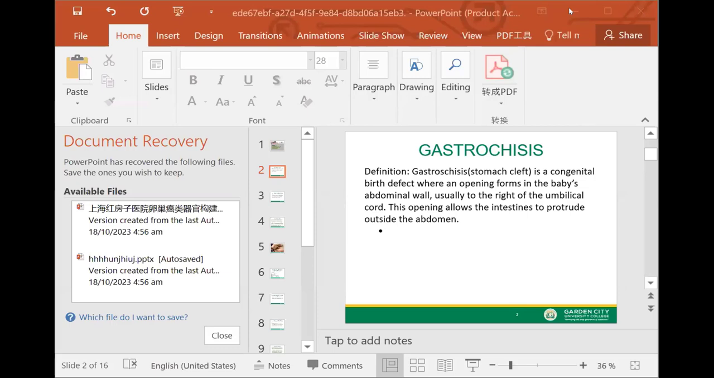Gastroschisis, that is stomach cleft. It's a congenital birth defect from an opening to the right of the umbilical cord. This opening allows the intestine to protrude outside the abdomen. So with this, when the intestine is outside the baby's abdomen, we term it as gastroschisis.